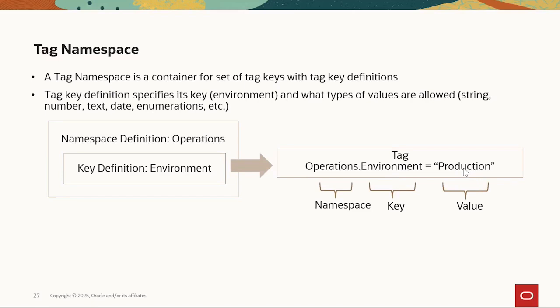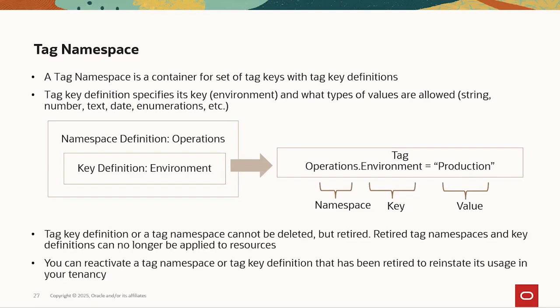As a best practice, we recommend you have these values in place as well, and then the administrators would pick the necessary value that needs to be added to the resources. The tag namespace cannot be deleted. Once created, you can retire it, and then it will not allow you to add the same tag key definitions to any other resources. But if you want to reuse them, you can reactivate it, and then you can again use those tag definitions and assign them to the OCI resources.